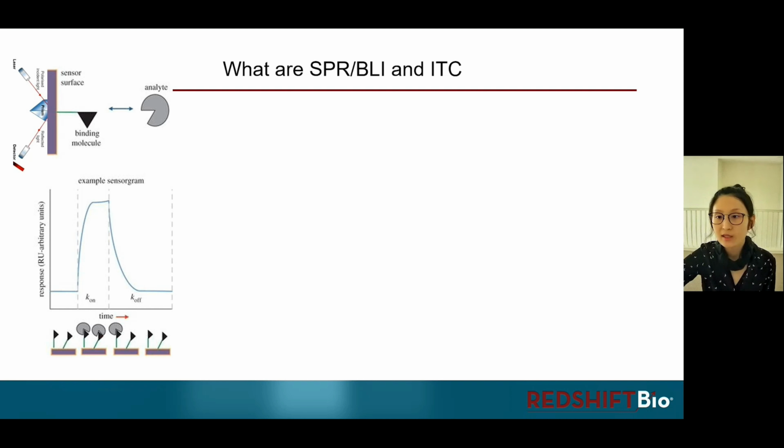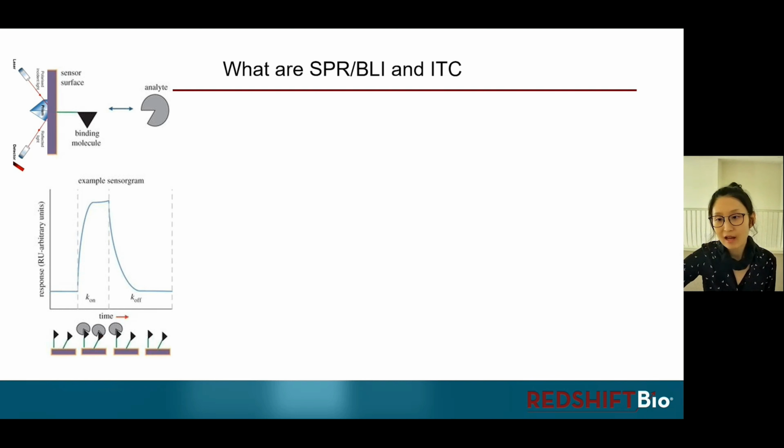Then we plot the RU, the resonance unit, against time. The RU increases when more molecules bind and then decreases when they de-associate. Now we can get the K on and K off and then calculate the big KD, which is the equilibrium de-association constant. So that is all for SPR.